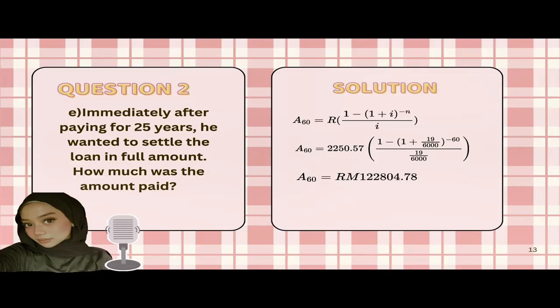How do we get negative 60? The balance of the years that he needs to pay is 5 years. So in total, 5 multiplied by 12 months equals 60. Don't forget to divide by 19 over 6,000. So the amount that he has to pay is RM122,004.77.